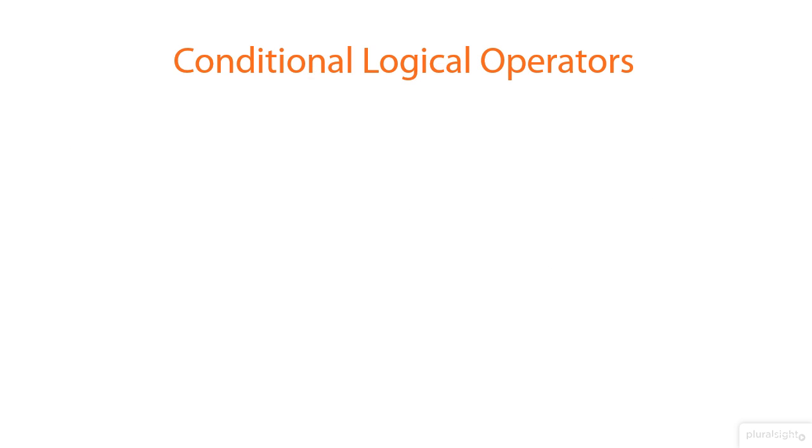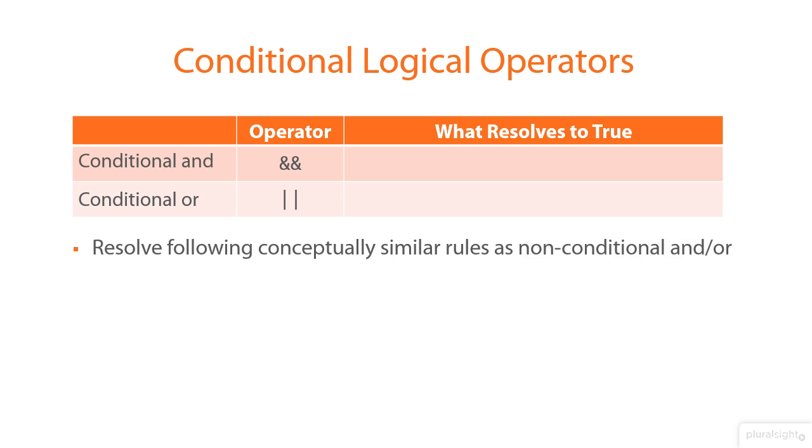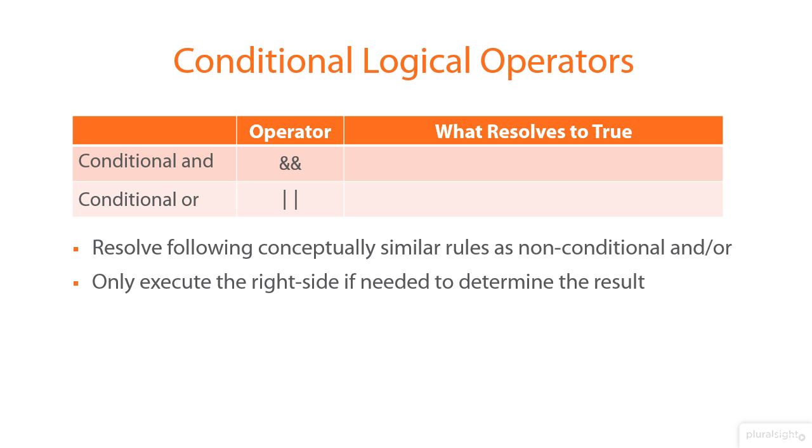There are two special logical operators called conditional logical operators. There's a conditional and and a conditional or. Now, conceptually, these resolve the same way as the other ands and ors we looked at. The key difference, though, is that they only execute the right side of their test if they need to do that to determine the result.